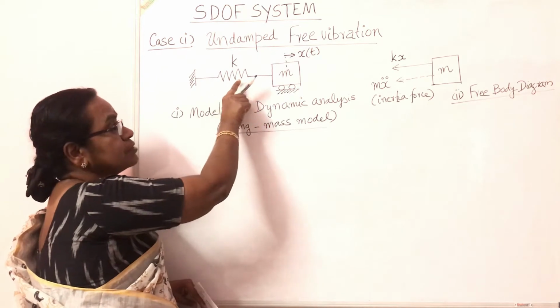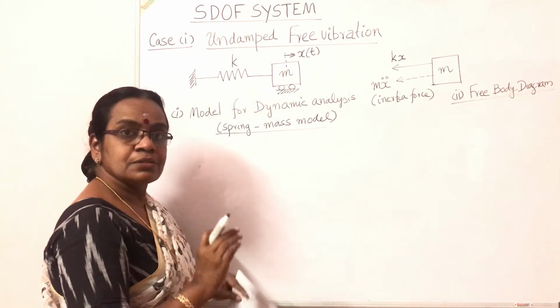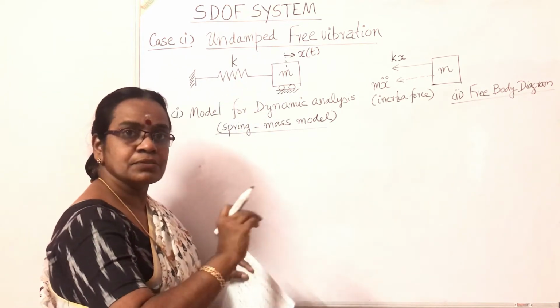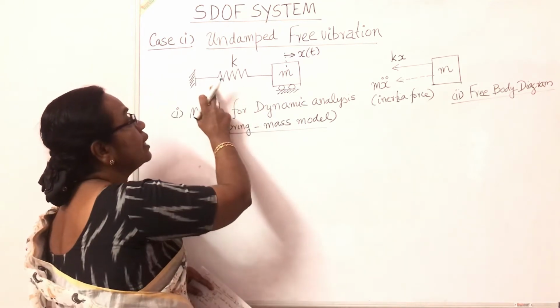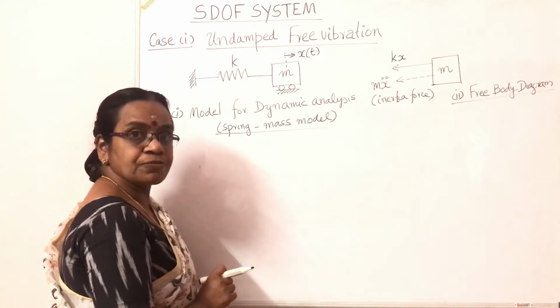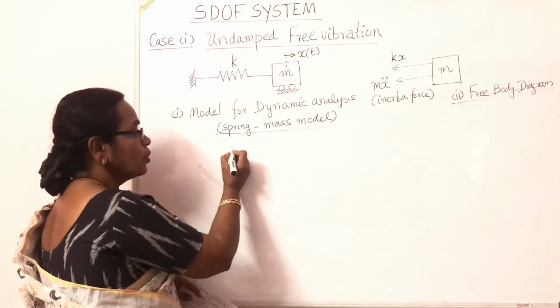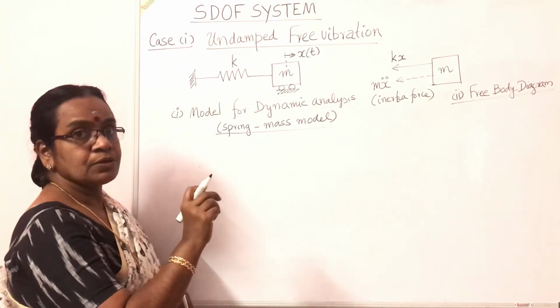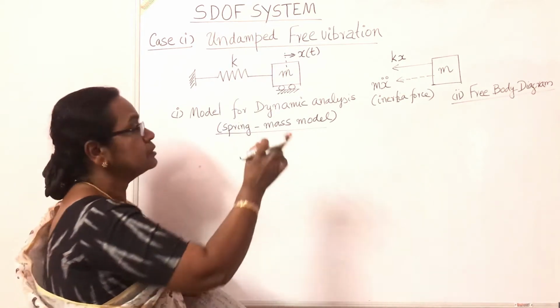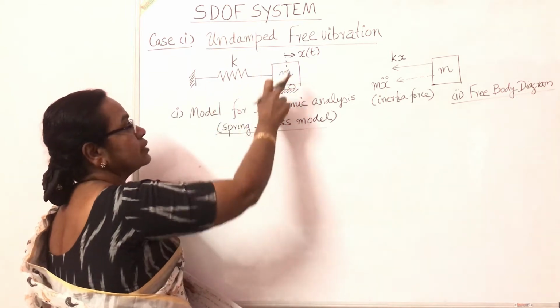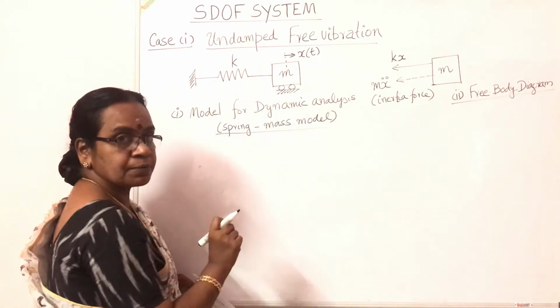Now the stiffness or the resistance developed to the motion is represented by a spring of stiffness k. Stiffness is the load required to produce unit deformation. So an actual structure having a single degree of freedom system is mathematically idealized like this, a spring mass model.